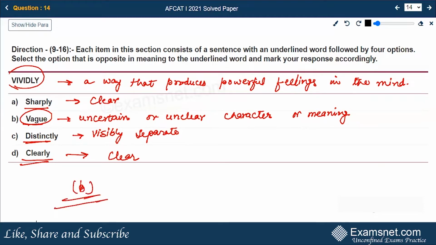Vague means uncertain or unclear, whereas vividly means a way that is having very clear feelings in the mind or very clear perspective of anything. So option B is your correct answer.